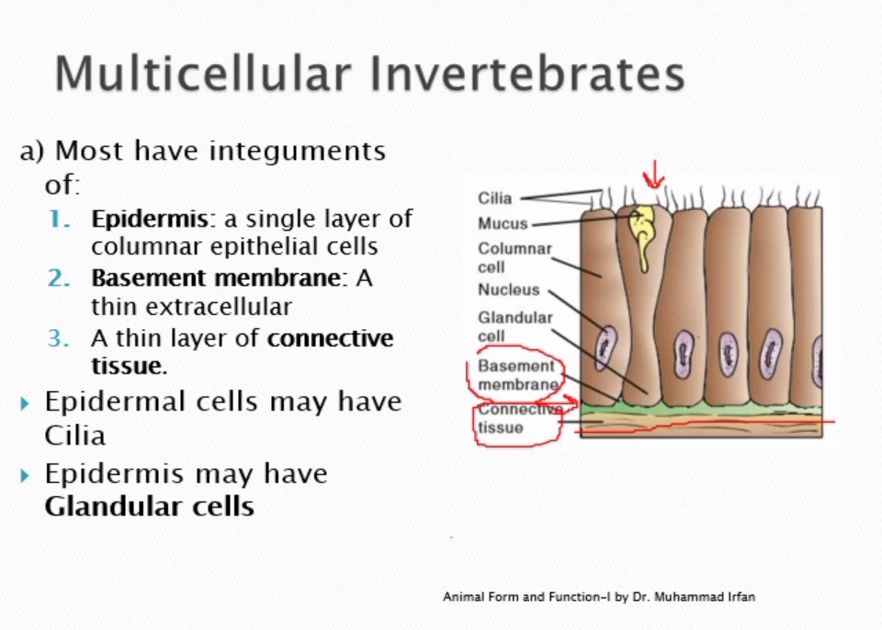Then the epidermis may have glandular cells. We previously discussed that epithelial tissue provides almost all glands. We can count the exceptions that are from connective tissue or some other nervous tissue, but the rest of all the glands are from epithelial tissue, whether they are endocrine or exocrine glands.